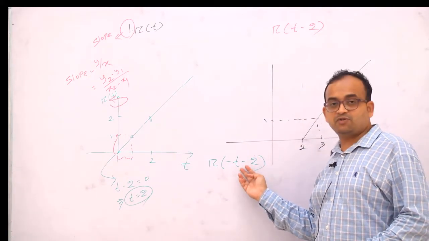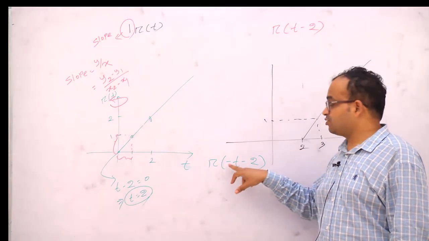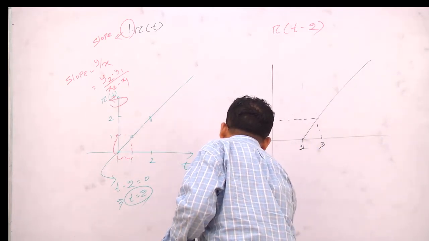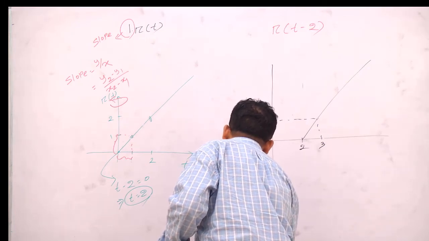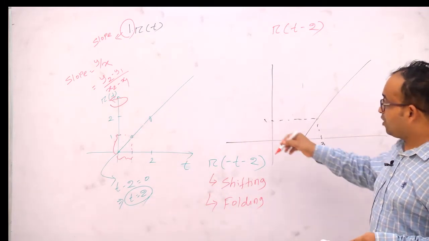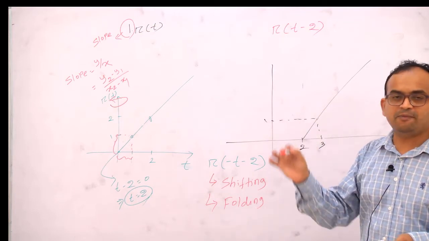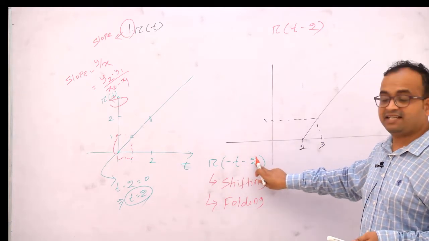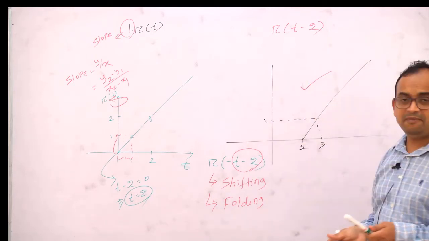There are two operations we are doing on the ramp signal. What are the operations? One is shifting, the next one is holding. I am writing again, the two operations are shifting and holding. So what will we do first? I already discussed that if there are two operations, first we go for the shifting. Shifting means we neglect the minus. So r of t minus 2 first. Already we have done r of t minus 2.